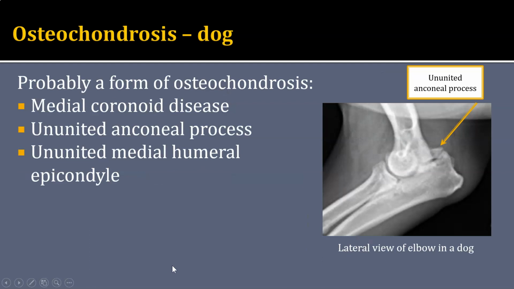Some other disorders that are probably a form of osteochondrosis include the underlying causes of elbow dysplasia, medial coronoid process disease, and ununited anconeal process, and then also a disorder known as ununited medial humeral epicondyle, and that isn't very common, and so we're not going to come back and talk about that.